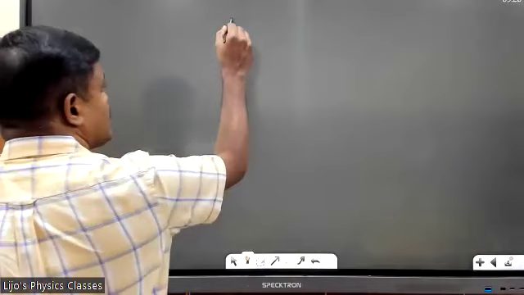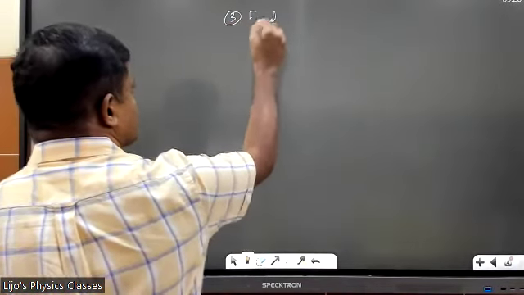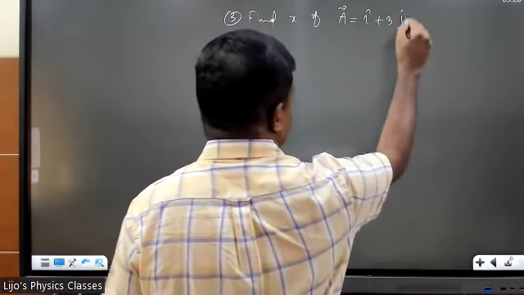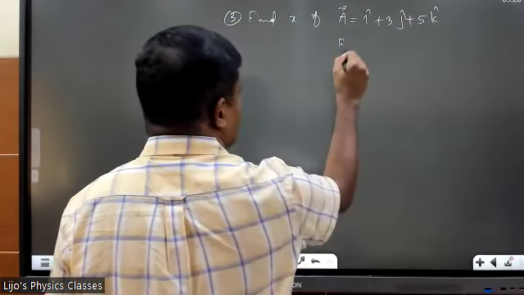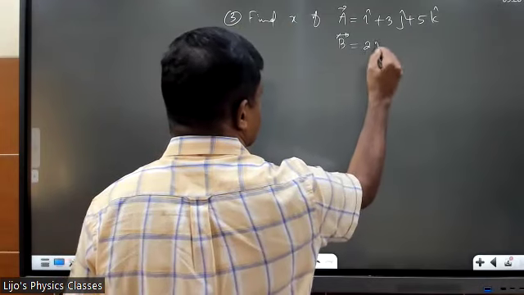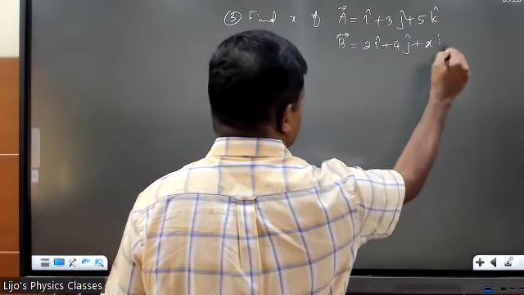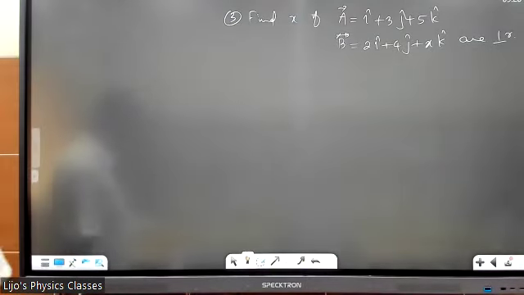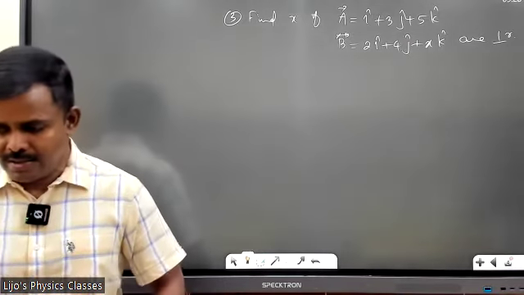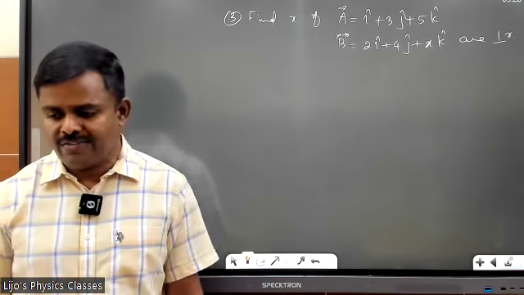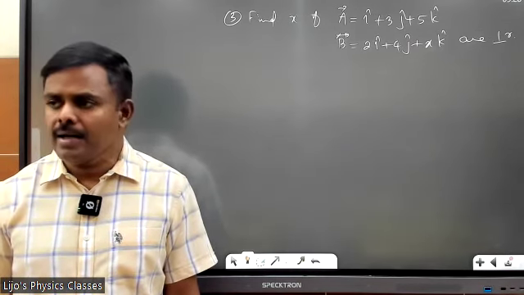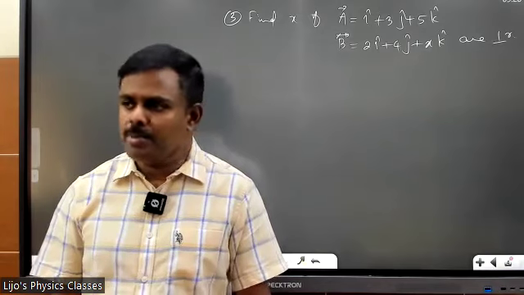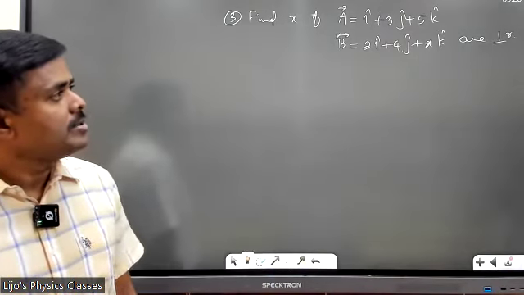Find the value of x. Third question. Find x if a is equal to i plus 3j plus 5k and b is equal to 2i plus 4j plus xk. So you got to find x. What is the condition? A and B are perpendicular, right? They say A and B are perpendicular, am I correct? A and B are perpendicular.